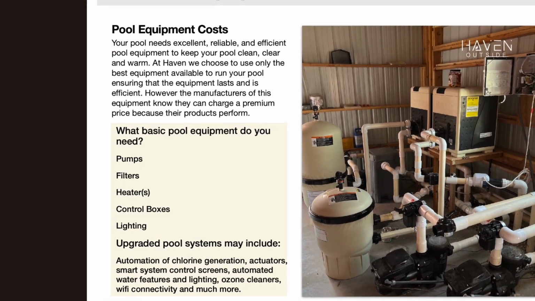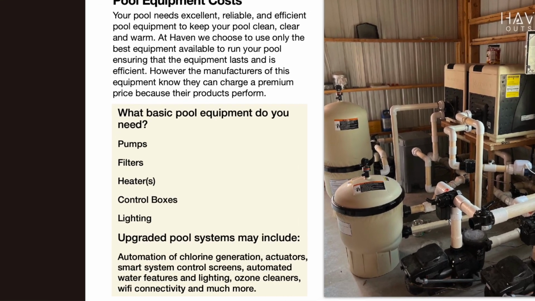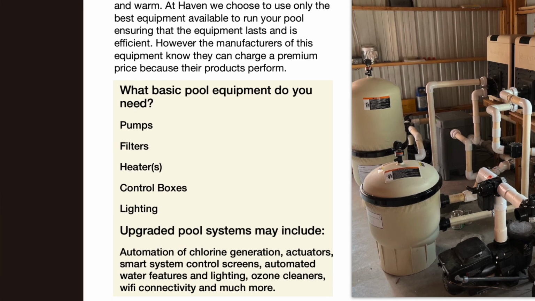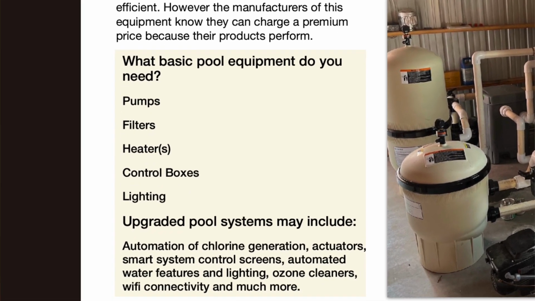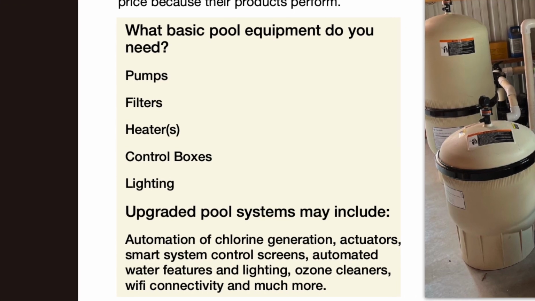Upgraded pool systems may contain automation of chlorine generation, actuators, smart system control screens, automated water features and lighting, ozone cleaners, Wi-Fi connectivity, and much more. Pool equipment is important, but why is it so important? It comes in different qualities, and you want to make sure that you're getting the highest quality. At Haven, we only use the best pool equipment available to ensure that you're getting long-lasting pool equipment that is going to last through the years, but also be super efficient.